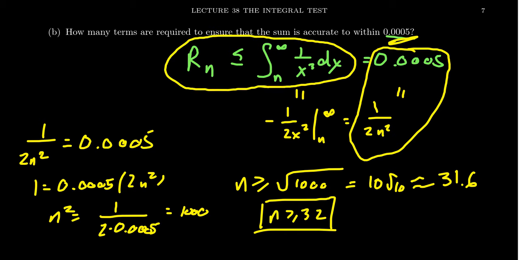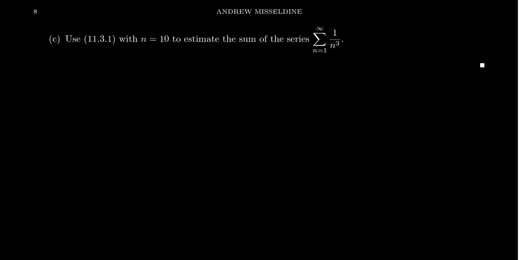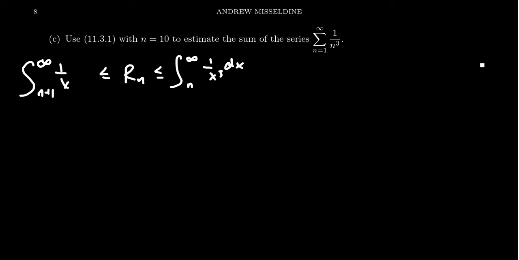So you want to set your error bound as the integral from n to infinity of the function in play right here. But it turns out we can do things a little bit better, because we don't just have an upper bound for the error, we also have a lower bound. We saw before that the error Rn is bounded above by the integral from n to infinity of 1 over x cubed dx. But according to equation 11.3.1, which we saw in the previous slide, it's bounded below by the integral from n plus 1 to infinity of 1 over x cubed dx.